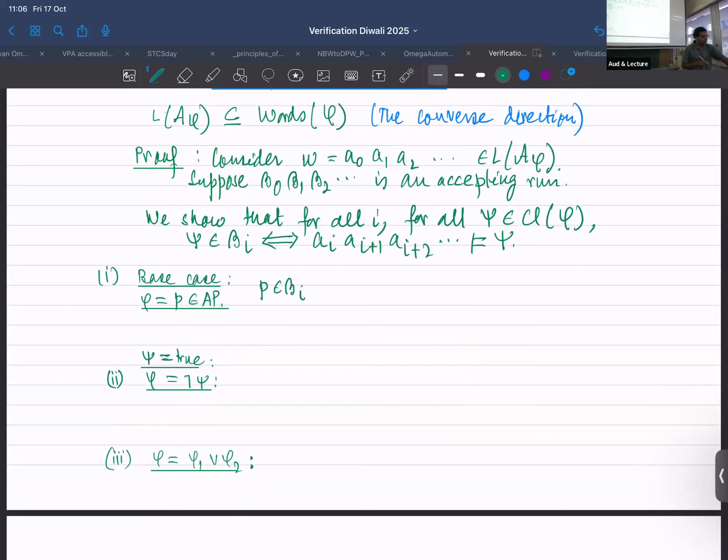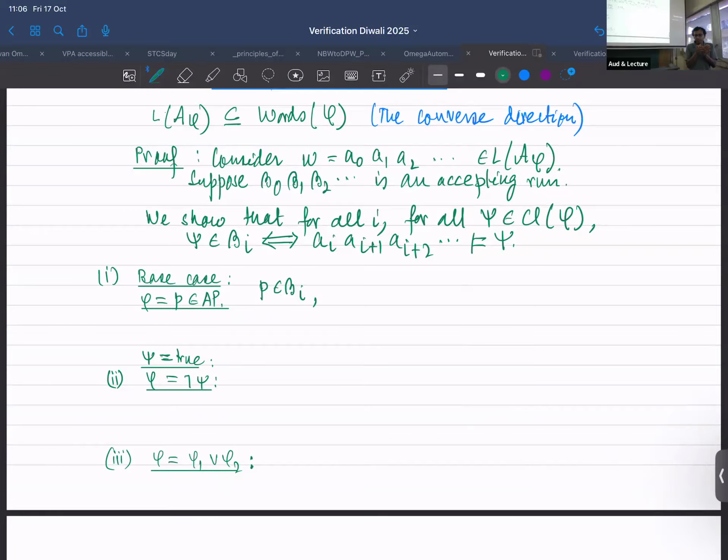So if P belongs to beta I, then what? That means you can do transitions from beta I. You know that you can only do the transitions on the atomic propositions. So the letters will anyway include that P, which we saw something similar a while ago.